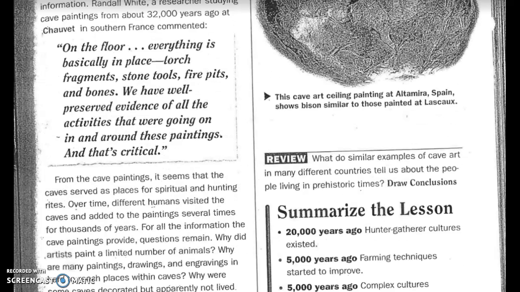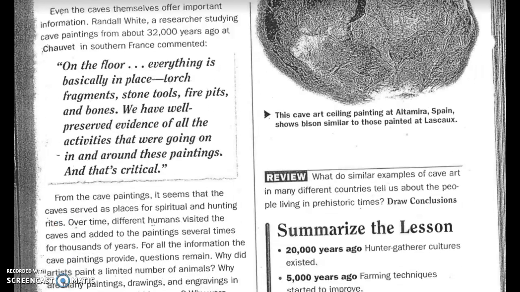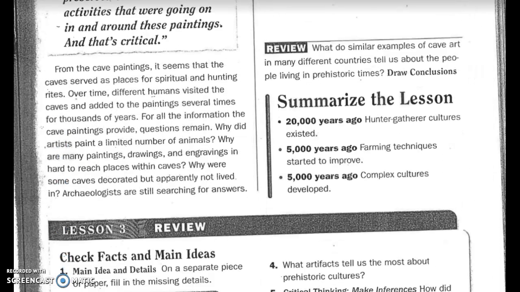Review. What do similar examples of cave art in many different countries tell us about the people living in prehistoric times? Draw conclusions. Summarize the lesson. 20,000 years ago, hunter-gatherer cultures existed. 5,000 years ago, farming techniques started to improve. 5,000 years ago, complex cultures developed. Lesson 3. Review.